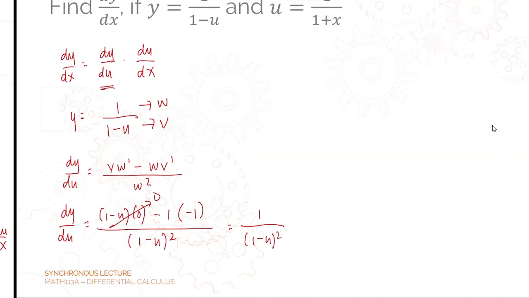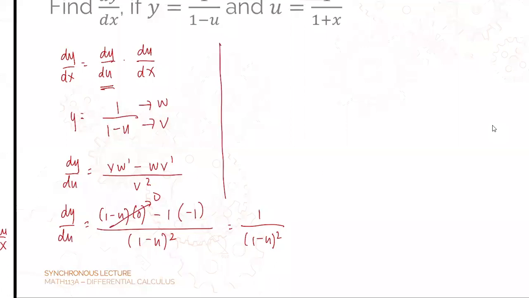Yes. Di po ba v prime ay v squared tong ano dito sa formula po? Opo. Ayan, w squared po talaga yun. Oo, sorry. Pero yung sinubstitute ko is v. Okay? So, tama. Sorry. Ito ay v squared. Okay? Pero tama naman yung sinubstitute ko dito sa ilalim, no? 1 minus u. Okay? Okay, so wala, okay na, no?